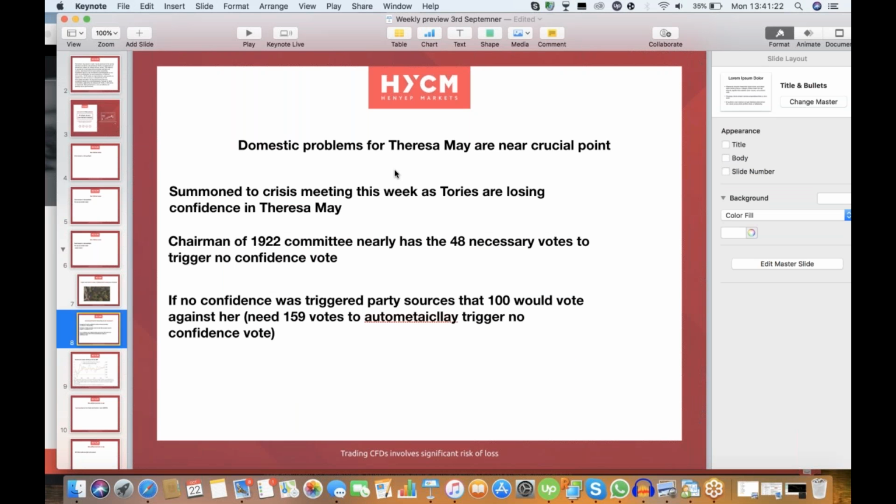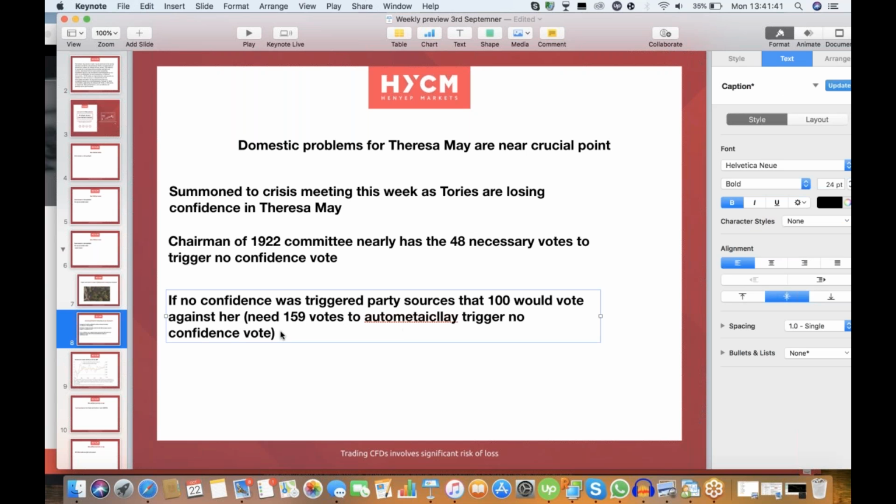So this is just underlining the domestic problems. We spoke about the chairman of the 1922 committee. She has to have 48 votes to trigger a no confidence vote. And if that no confidence vote is triggered, party sources indicate that 100 would vote against her. Okay, so there needs to be 159 votes to automatically trigger a no confidence vote.